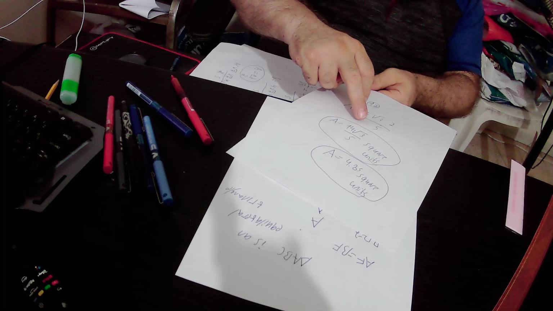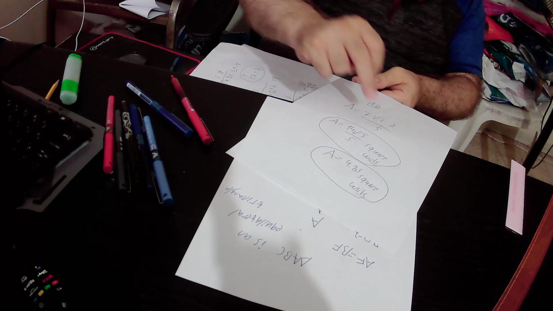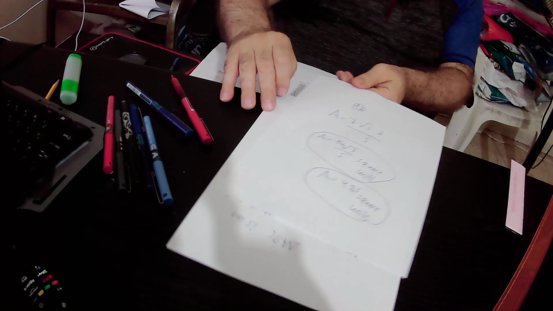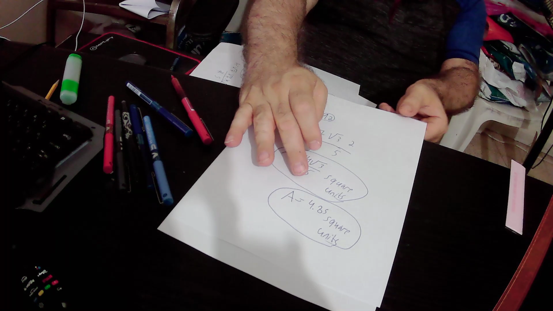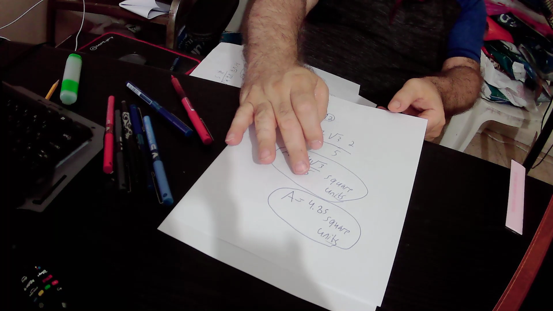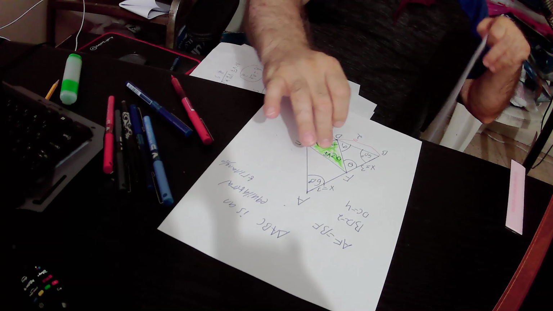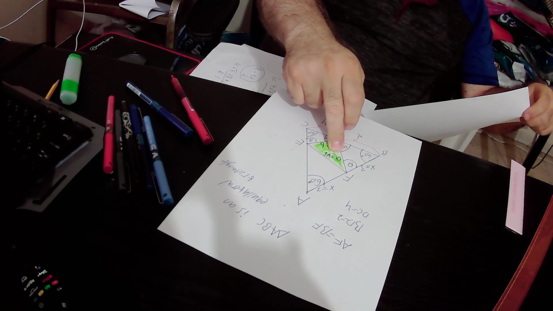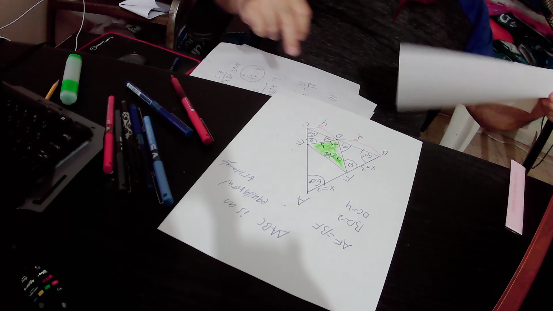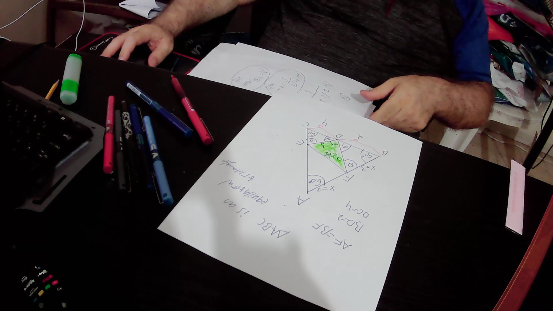So the area of the triangle equals 15 times root 3 over 5 square units, or in terms of numbers, the area of the green triangle equals 4.85 square units. Okay, the area of the green triangle equals 4.85 square units. Okay, thank you very much.